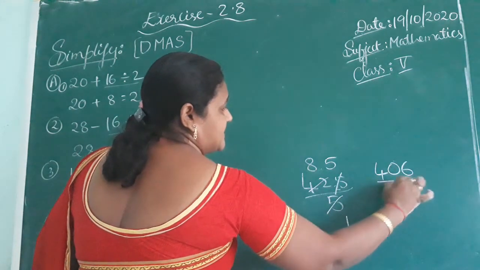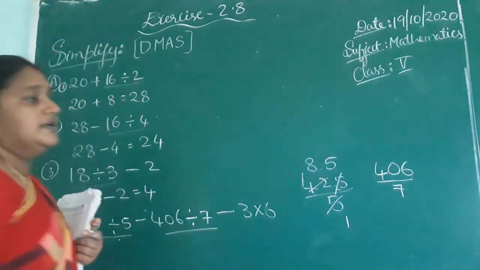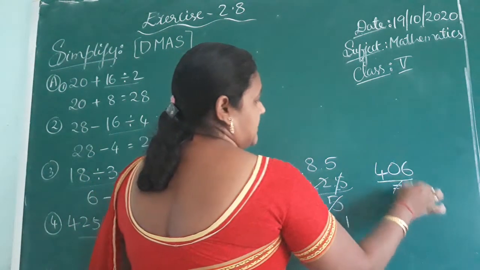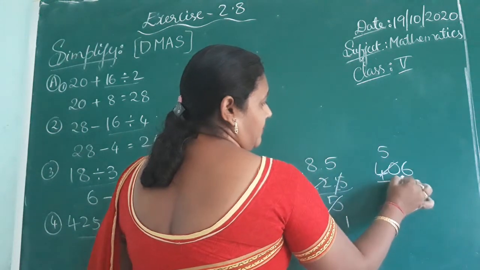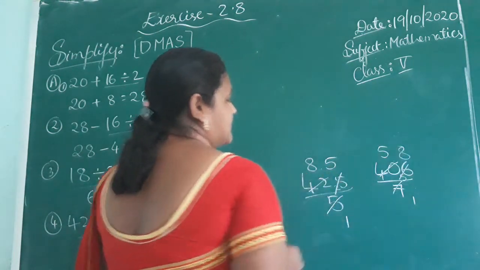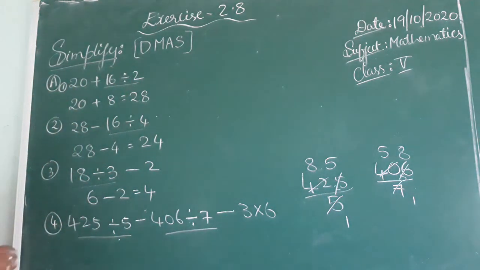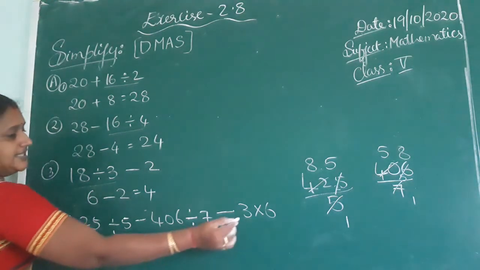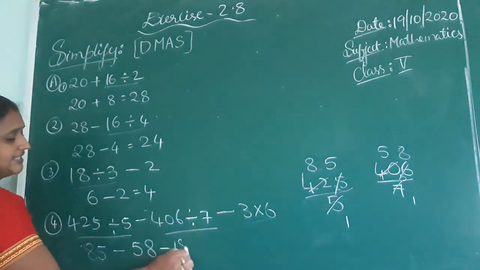Next number, 406 divided by 7. 7 table. 7 fives are 35, remainder 5 will be 56. 7 eights are 56, so 58. Write those two numbers. What answers do you want? So first one, 85 minus 58 minus 3 sixes are 18.